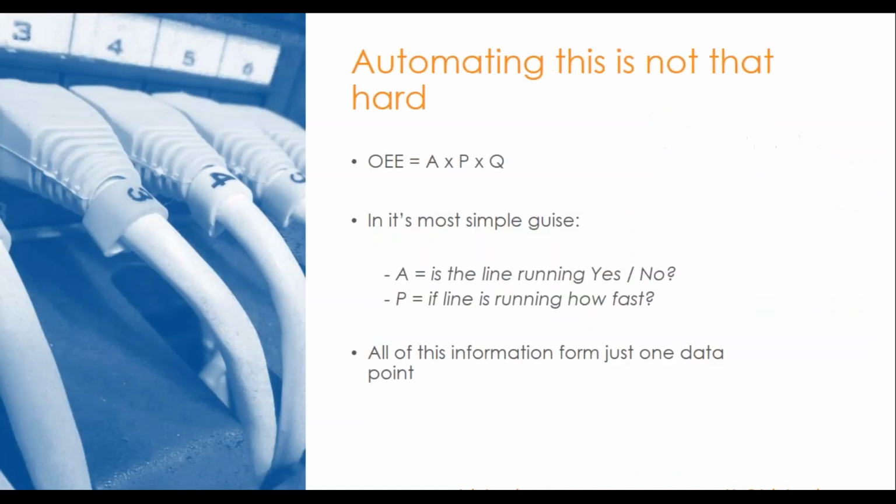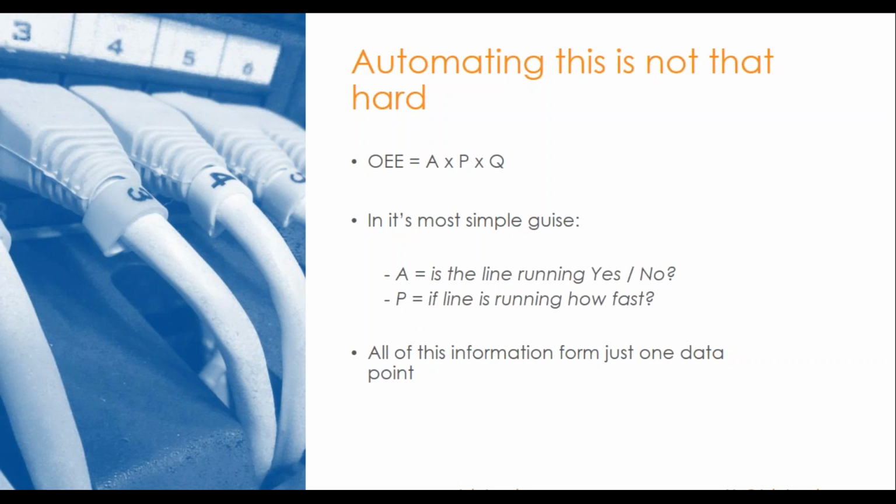manual data recording systems. But when we think about it, if we want to automate this process, it's not actually that hard. If you think about OEE as made up of 3 fundamental blocks: availability, performance and quality, it's actually quite simple to measure automatically and accurately.